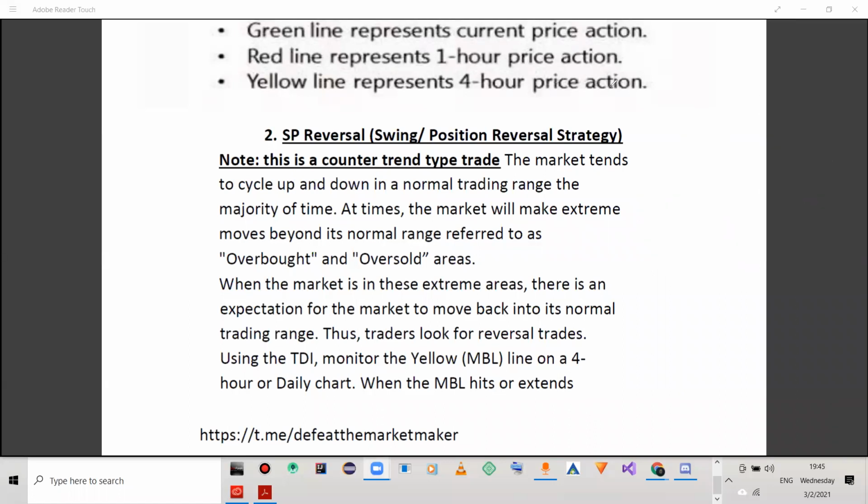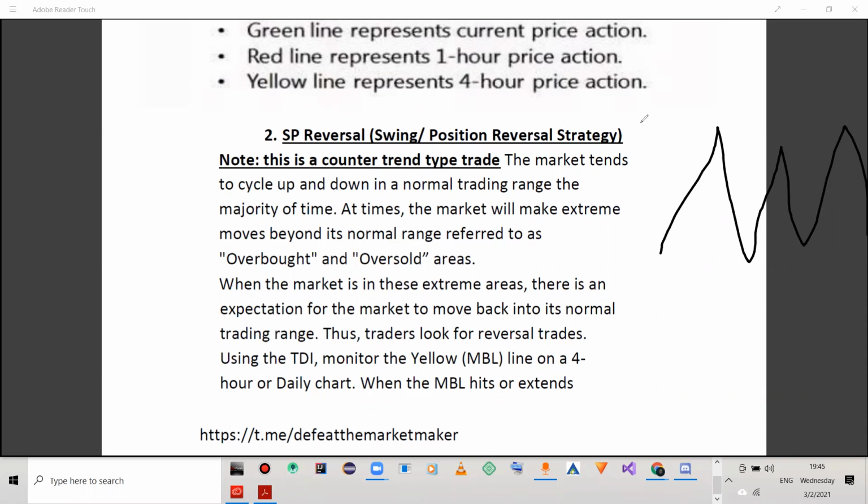That's what is being meant there. So at times the market will make extreme moves beyond its normal range, referred to as overbought and oversold areas. So this simply means that, okay, let me start from here. We say the market moves like this in a range.